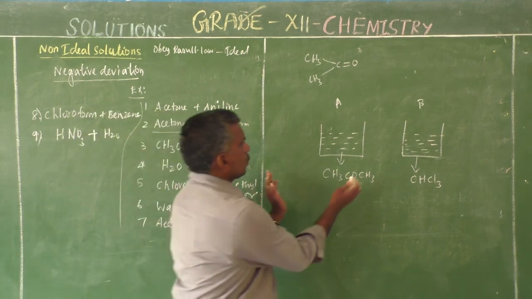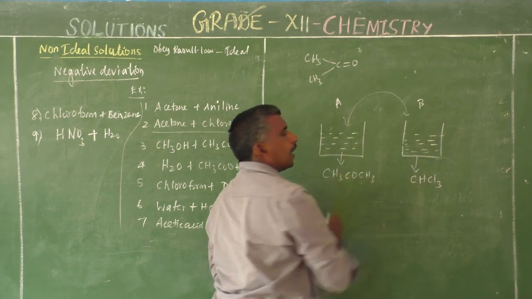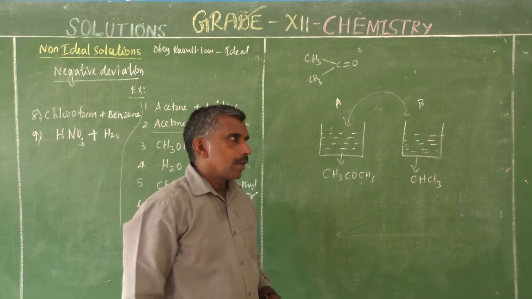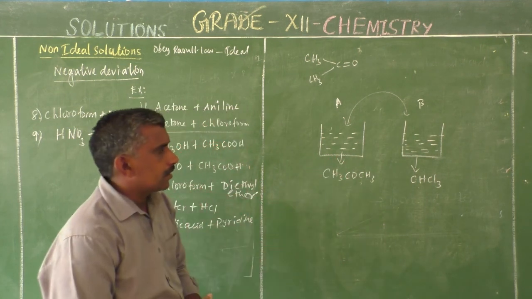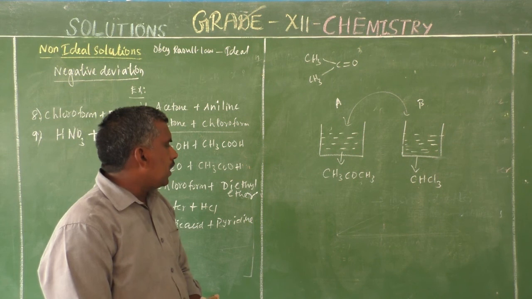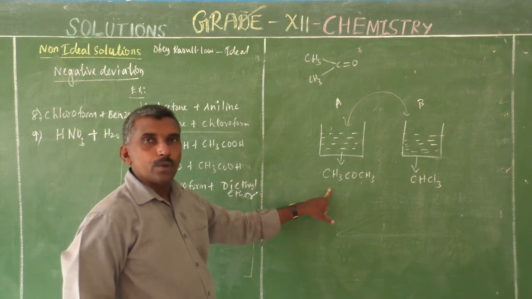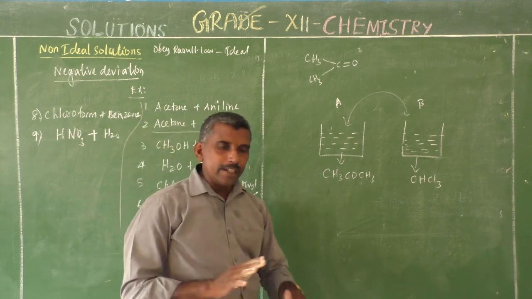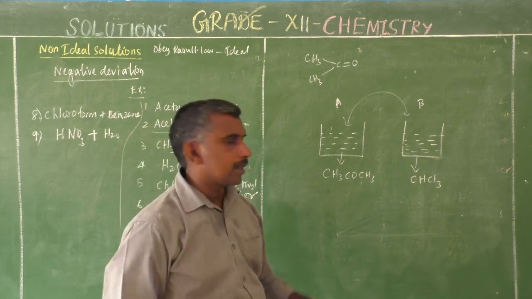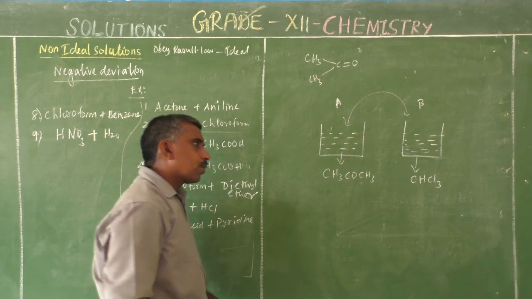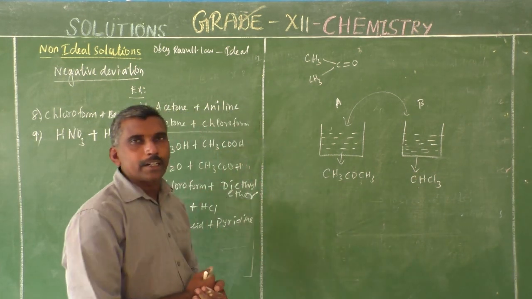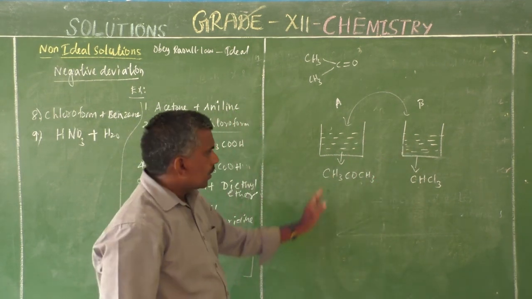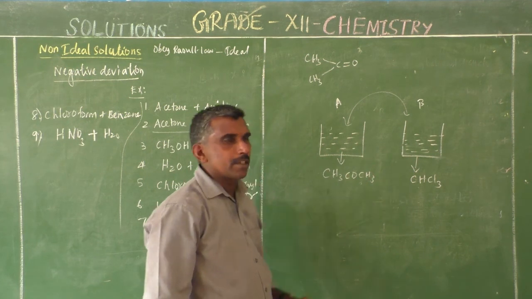Now these two solutions are mixed, that is, dissolution. Dissolution means solution formation; mixing means the two liquids are mixed together. Before mixing, acetone has a low boiling point and is an easily evaporated liquid. When open in air, it evaporates easily. It is nail polish remover. Chloroform is also an easily evaporated liquid. Now these two liquids, acetone and chloroform, are mixed.